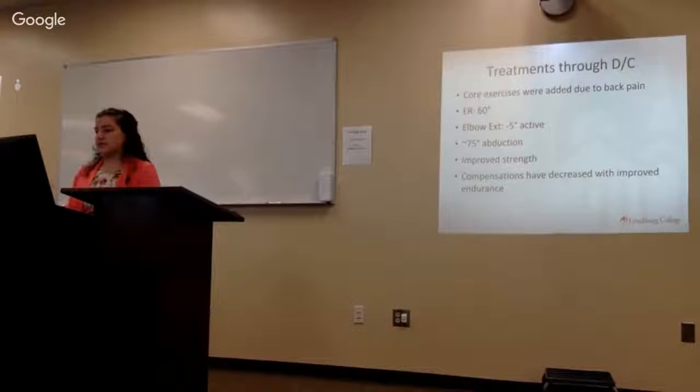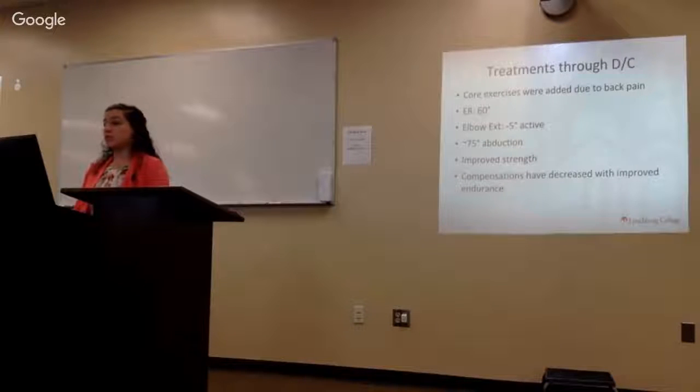And so I was able to obtain the information from my CI of what they continued with her. They added core exercises due to an onset of back pain. I'm not really sure what caused the back pain. And so they added those ones and we continued with the other exercises we had already been doing. So she was able to achieve 60 degrees of external rotation. I'm not sure if that's active or passive, but she's able to get 60 degrees there. And then lacking about 5 degrees elbow extension actively.